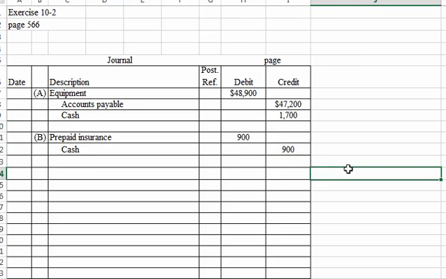Kind of a similar problem to exercise 10.1, except here we were dealing with equipment rather than land or buildings, and we looked at the journal entry as well. I think if you work this one with me, you shouldn't have any trouble really with exercise 10.2 on the Connect site. If you have any problems, please be in touch. Thanks.